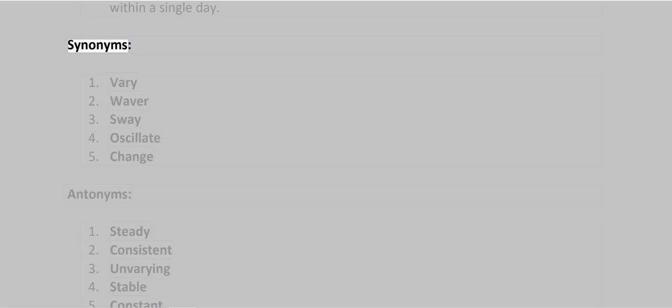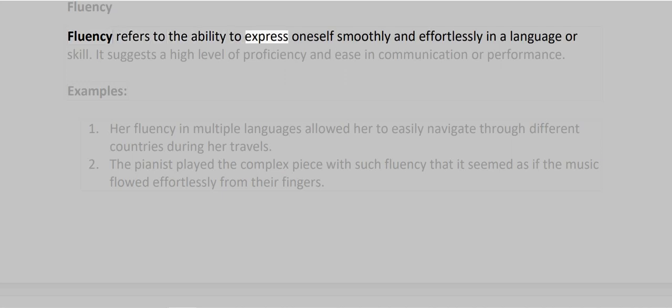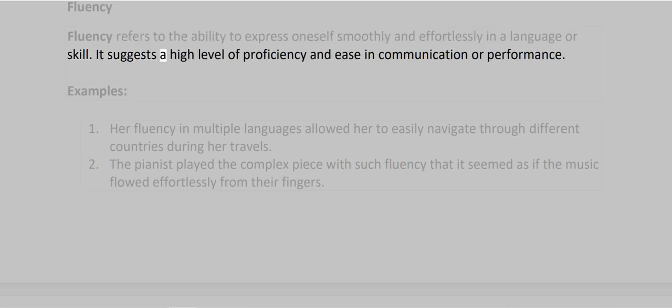Synonyms: 1. Vary. 2. Waver. 3. Sway. 4. Oscillate. 5. Change. Antonyms: 1. Steady. 2. Consistent. 3. Unvarying. 4. Stable. 5. Constant. Fluency. Fluency refers to the ability to express oneself smoothly and effortlessly in a language or skill. It suggests a high level of proficiency and ease in communication or performance.